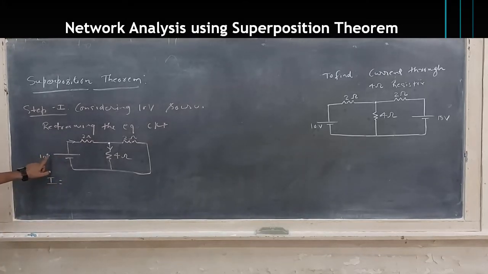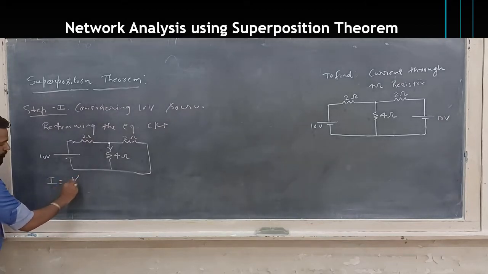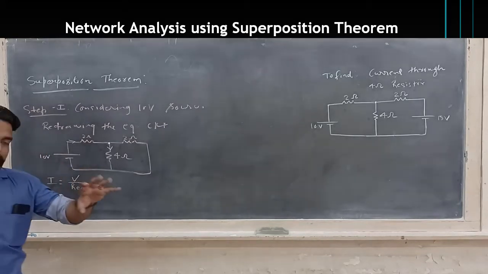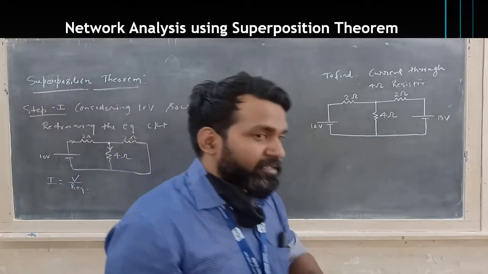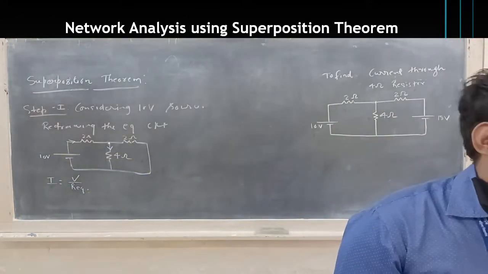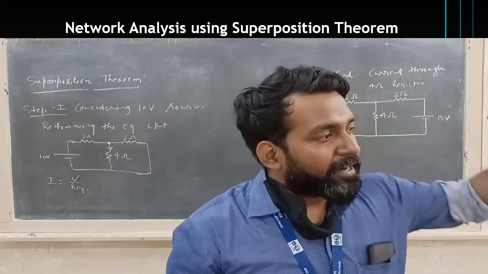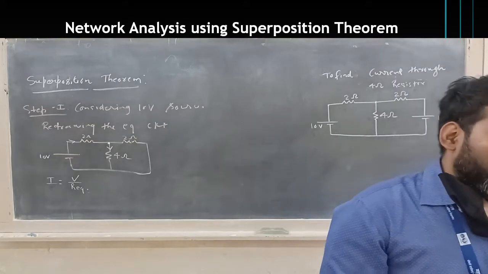Now, to find out the overall current I supplied by this battery, because there is only one battery. Yes or no? Yes. There is only one battery, so this will be the source of current. If you find out the total current that would be flowing because of this battery, how can you find out? V by R equivalent, R total. Yes or no? Yes. Whenever you have a circuit containing one source and multiple resistances, and you wish to find out the overall current supplied by the battery, you simply divide V by the total resistance of the network.